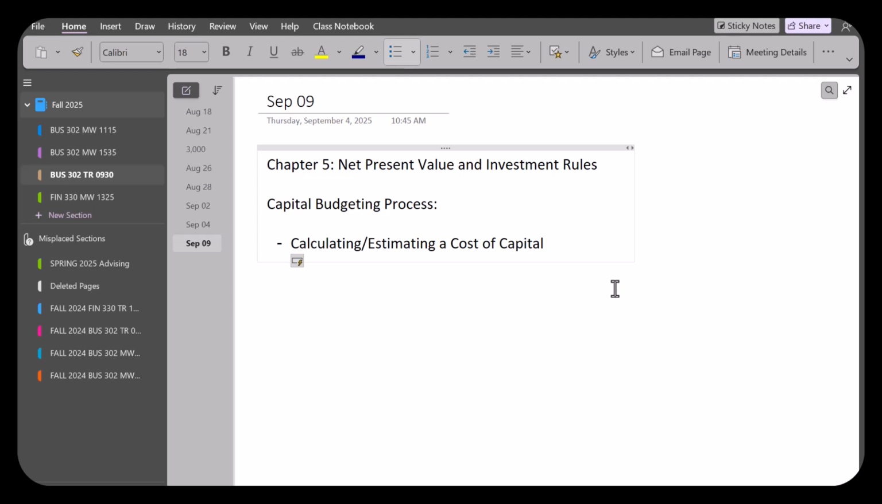What we mean by cost of capital, it is basically the discount rate that is hopefully adjusted for the risk of the project that is used to discount future cash flows. Not all projects are created equal in terms of risk.